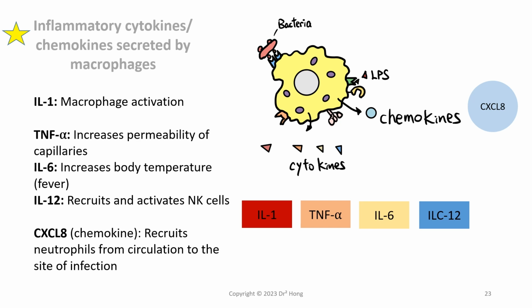It can recruit and activate NK cells, and we'll look at NK cells' functions and response in the later half of today's lecture. Now, notice that the CXCL8 is separated out. It is a type of chemokine. Now, chemokine CXCL8 can recruit neutrophils from the circulations to the site of infections, leading to more acute inflammation response. Again, we are going to spend a lecture to talk about acute inflammation later.